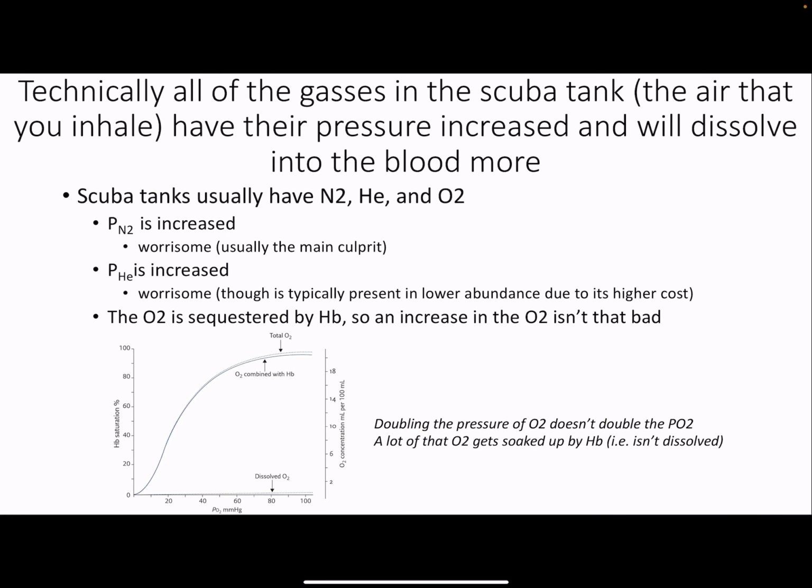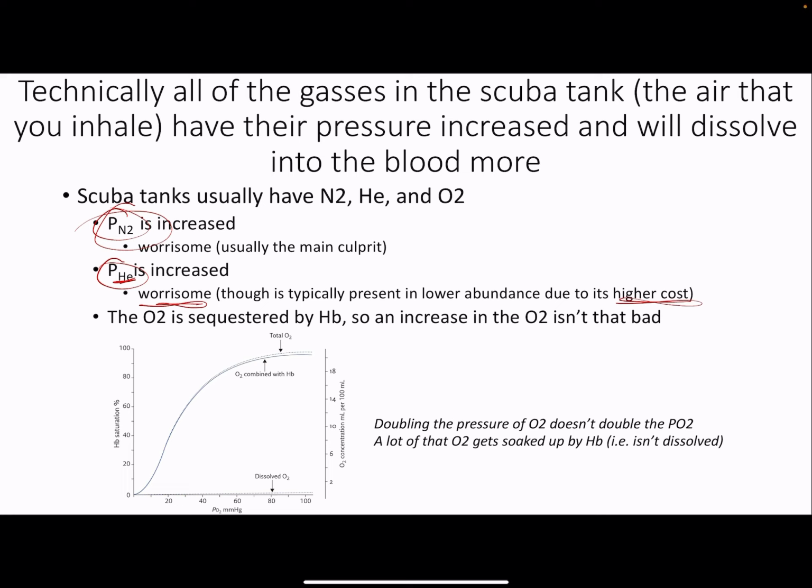Now you might think, well, wait a second, why? That's not just nitrogen, and you'd be right. Technically, this would happen for any gas that is under high pressure when you go scuba diving. The reasoning is that the scuba tanks only contain nitrogen, helium sometimes, and this could be an issue, except that it's usually pretty high cost to have helium in your scuba tank, so it's usually just going to be nitrogen. Even still, nitrogen is higher.